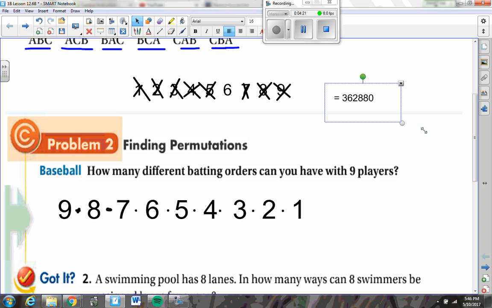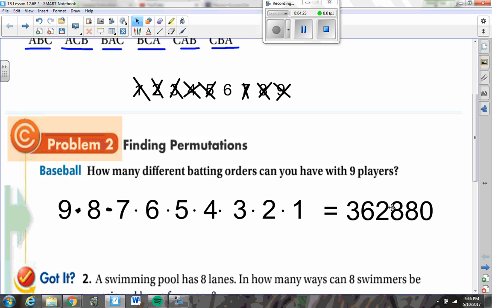362,880 different ways to arrange those batters. Okay? 362,880 different batting orders with those 9 players. Pretty big number, actually. But that is how we find permutations.